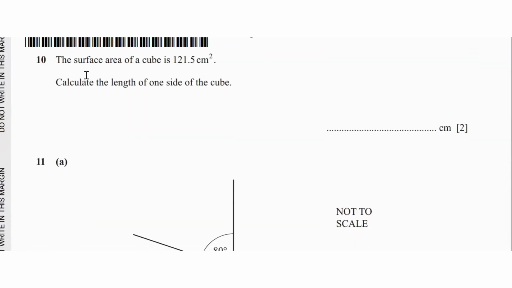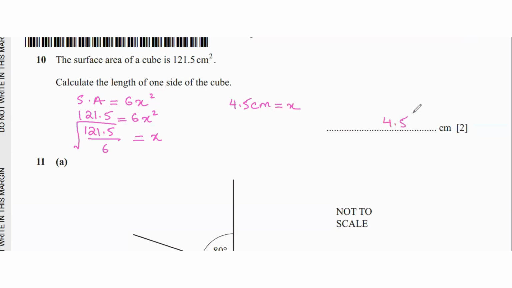Question 10 says the surface area of a cube is 121.5 centimeters squared. Calculate the length of one side of the cube. So the surface area formula for a cube is 6x squared. So 121.5 equals 6x squared, x being the length of one side of the cube. We divide by 6 and then square root the result to get the value of x. That is going to equal 4.5 centimeters. So that is your answer.